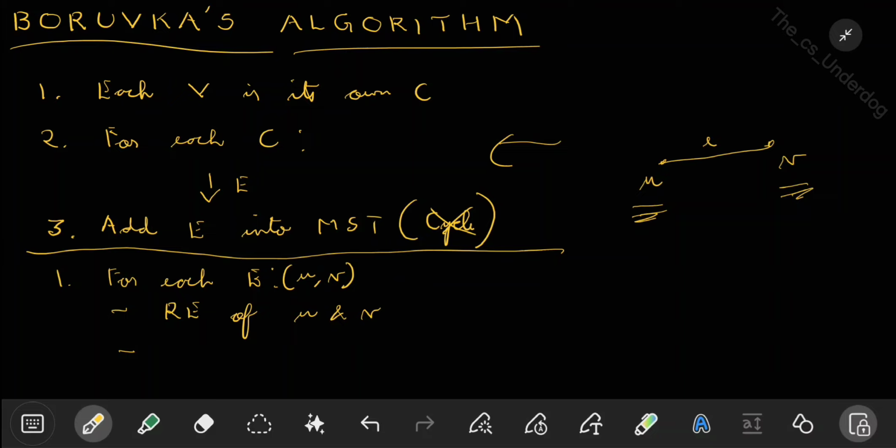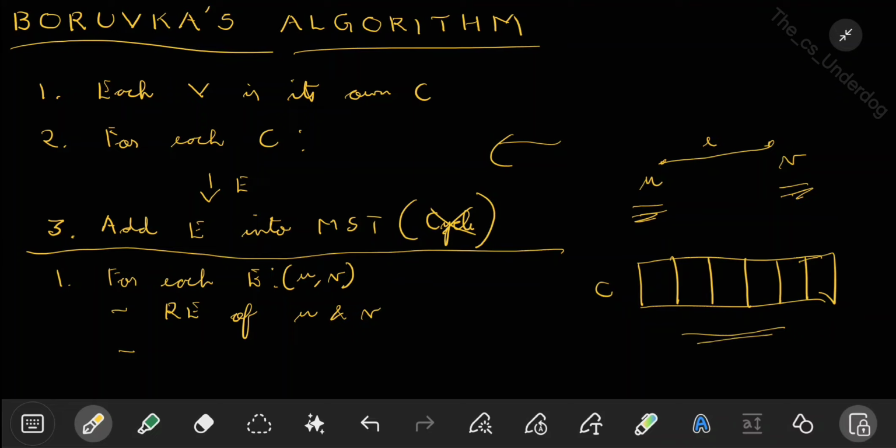What is the cheapest entry? You have a cheapest array. This is called your cheapest array. In this, you will have an entry corresponding to each component. Component means initially, when you are starting, you considered that each of the vertices is a separate component. So because of that, in this array, you will be having an entry corresponding to each vertex. So let us say vertex 1, 2, 3 and so on. For each vertex, you will have an entry.